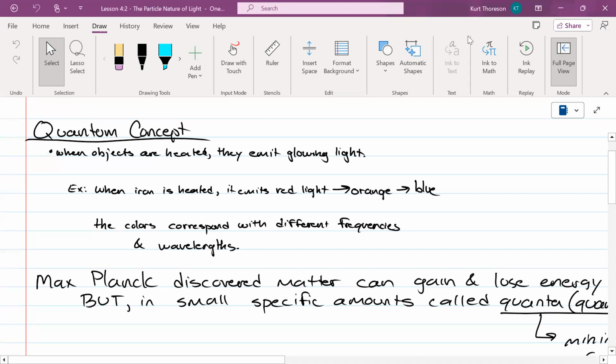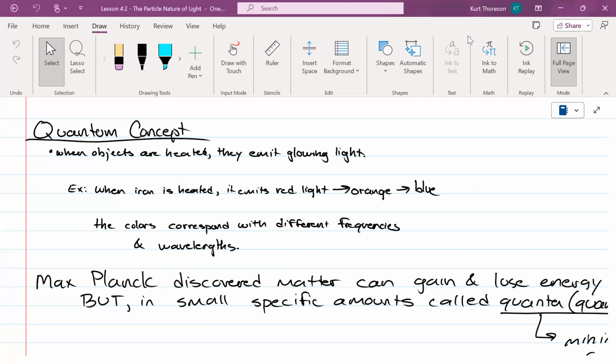An example I discussed in class was that when a piece of iron, which is typically kind of grayish, is heated up, it turns red, and then orange when it gets hotter, and then blue when it gets even hotter. Those colors are on the color spectrum, ROY G. BIV, and every one of those colors has a frequency.